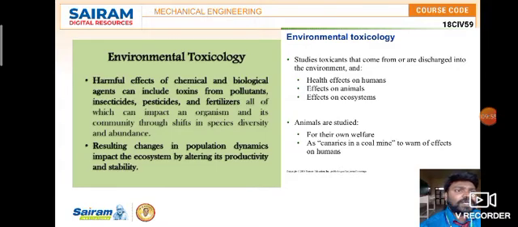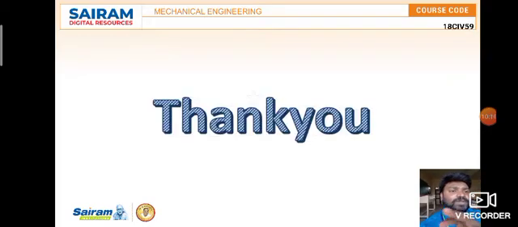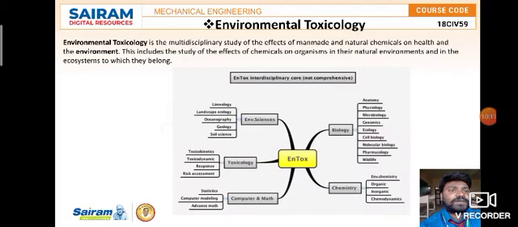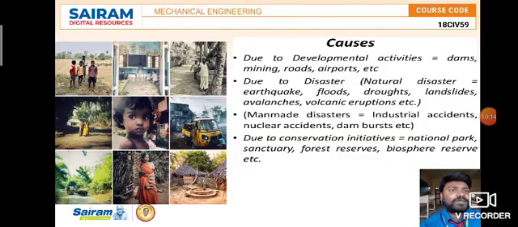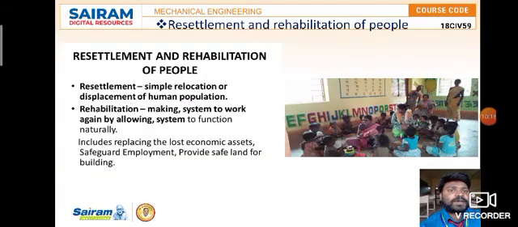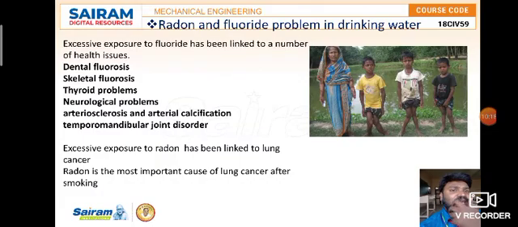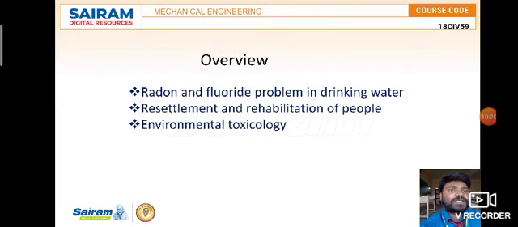So what are the areas that it affects? It affects human health, with effects on humans, effects on animals, and effects on ecosystems. Animals are studied for their own sake, as the canaries in a coal mine, to warn of effects on humans. So these are the things we have seen in environmental toxicology, and then resettlement, rehabilitation, and fluoride and radon problems in drinking water.